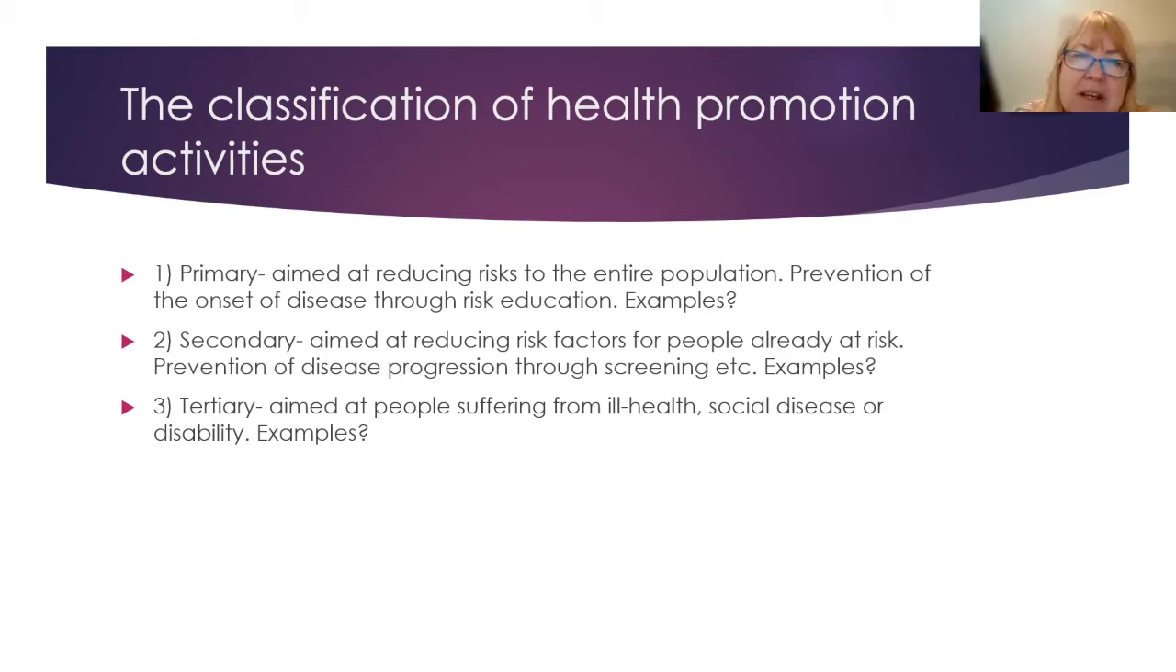A secondary type of health promotion activity is really focusing on people who are already at risk of something, okay? It's aimed at reducing those risk factors. It uses fairly routine processes to prevent diseases from progressing, and it would maybe use screening or regular testing, things like that. Can anybody give me an example of something like that?